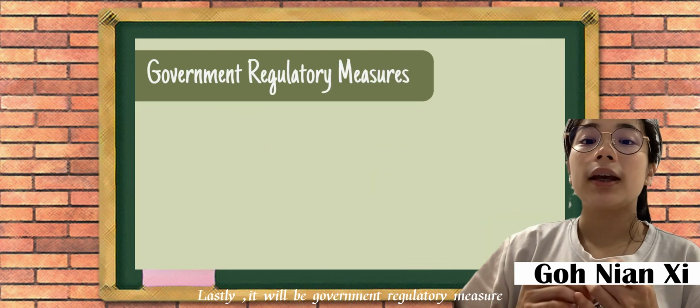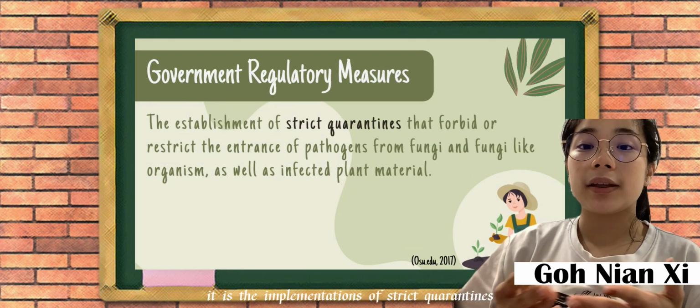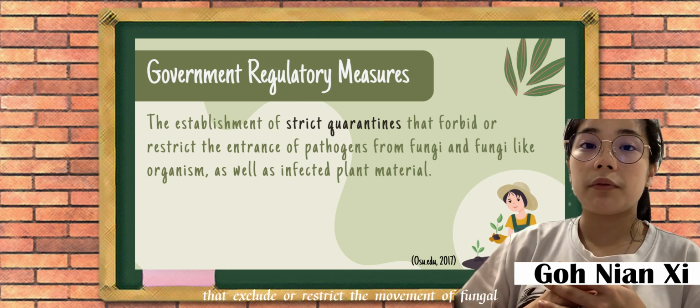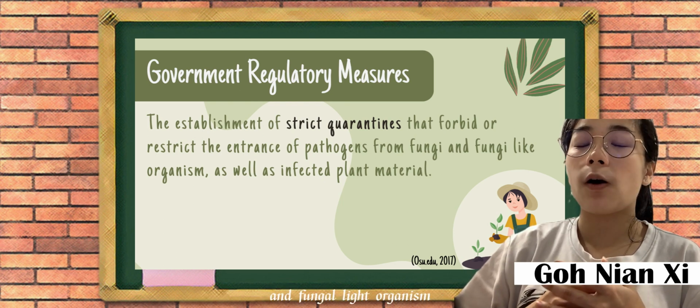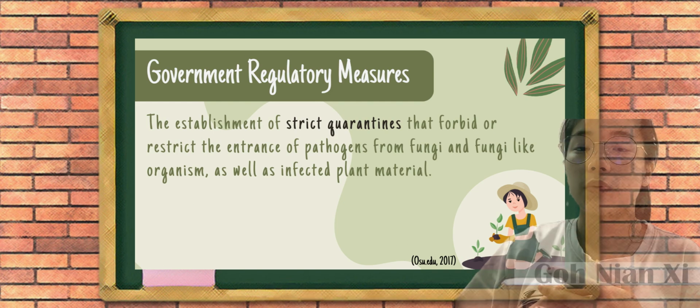Lastly, it will be government regulatory measures. It is the implementation of strict quarantines that exclude or restrict the movement of fungal and fungal-like organisms, as well as infected plant material.